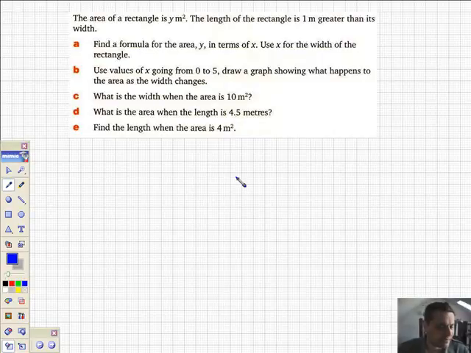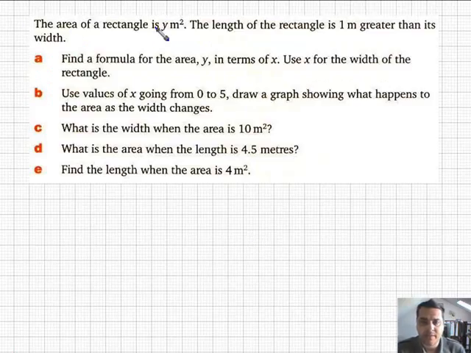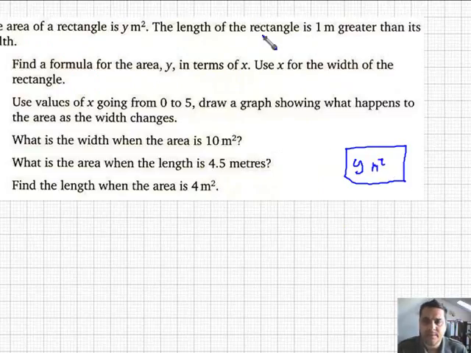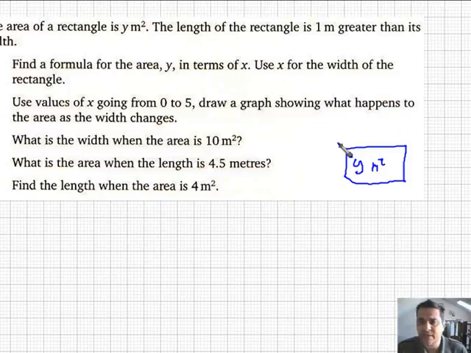This is question 5 in the Assess of Chapter 8 on page 116. Now, it says the area of a rectangle is y meters squared. Let's draw a quick rectangle here. So if the area is y meters squared, that's inside there like that. And so we're told that the length of the rectangle is 1 meter greater than its width.